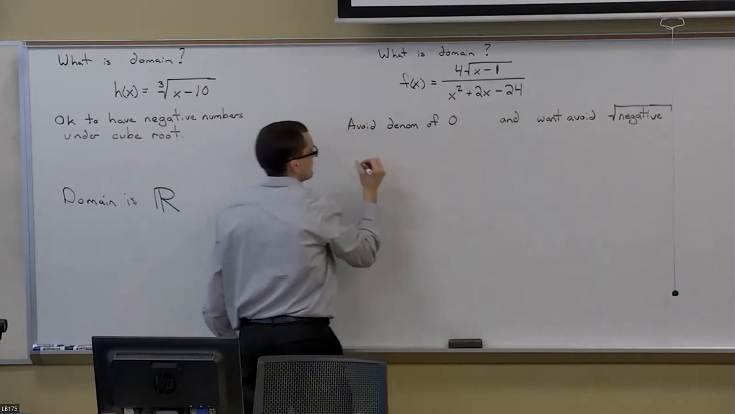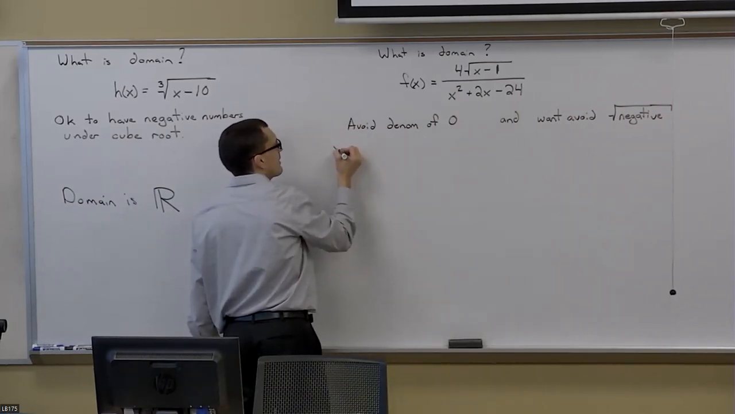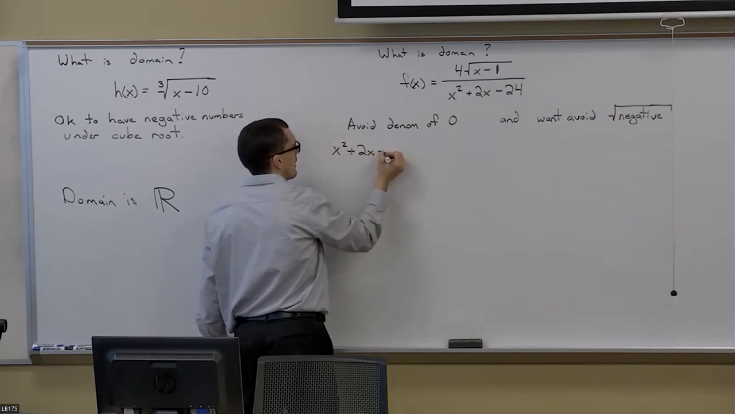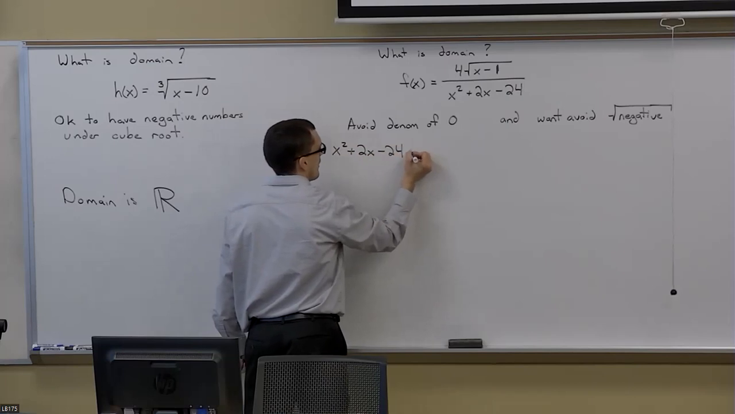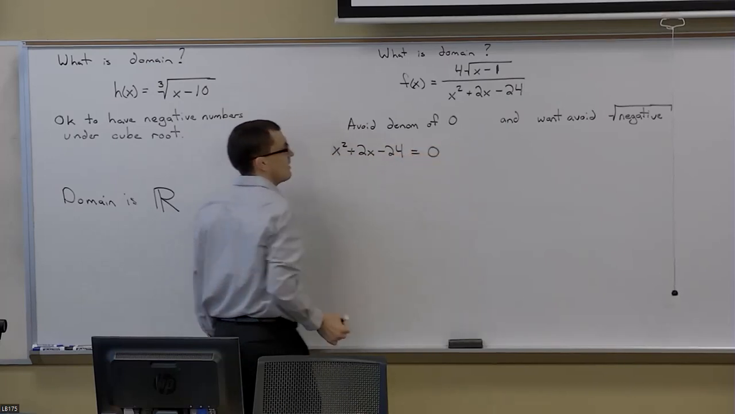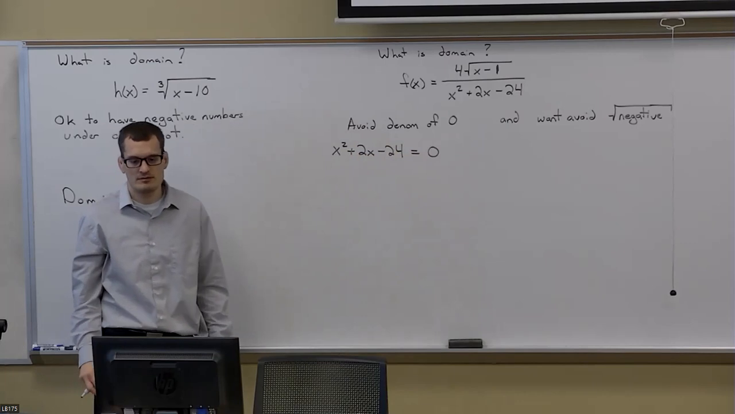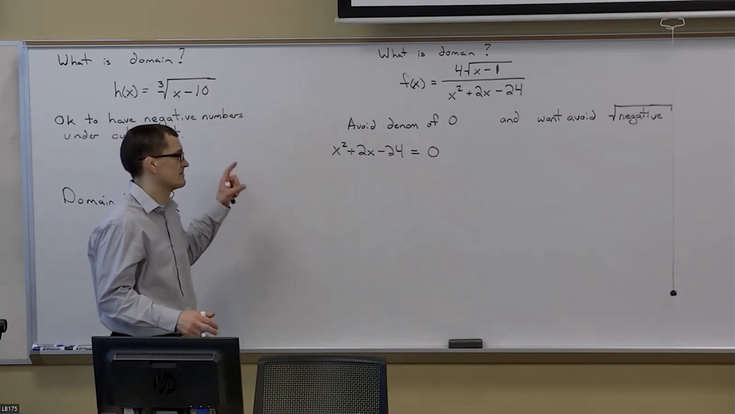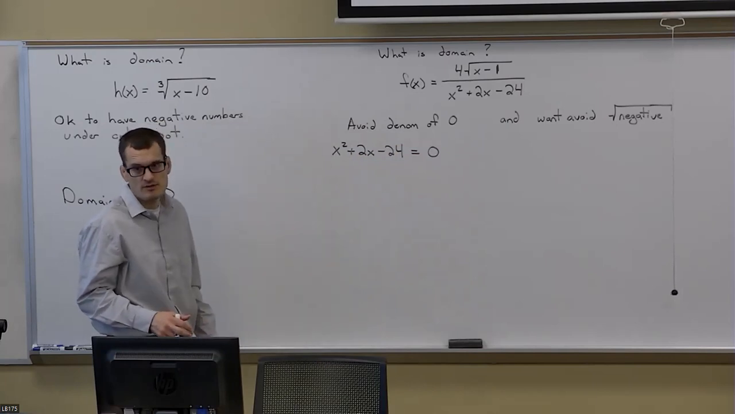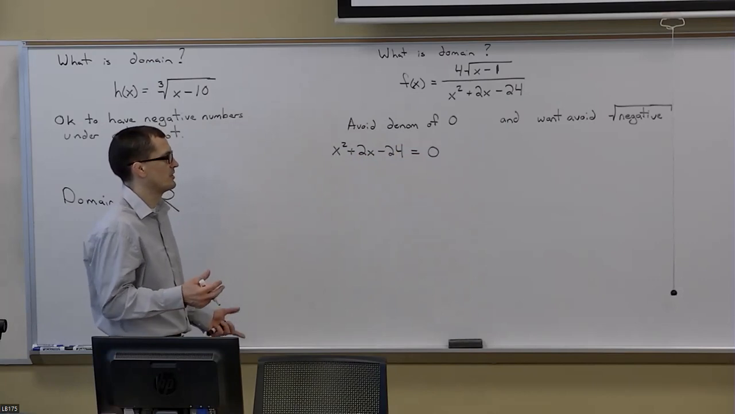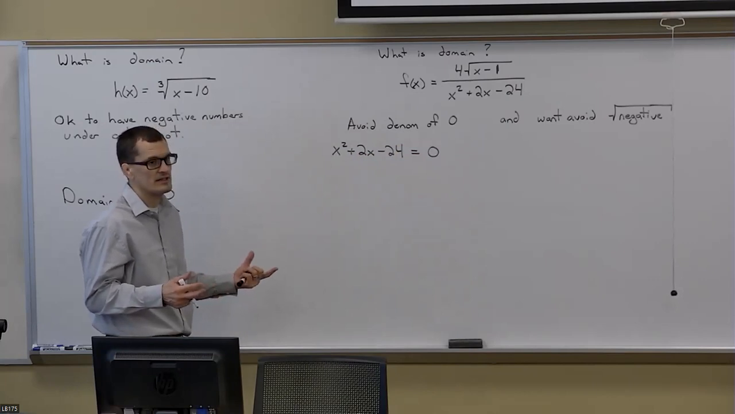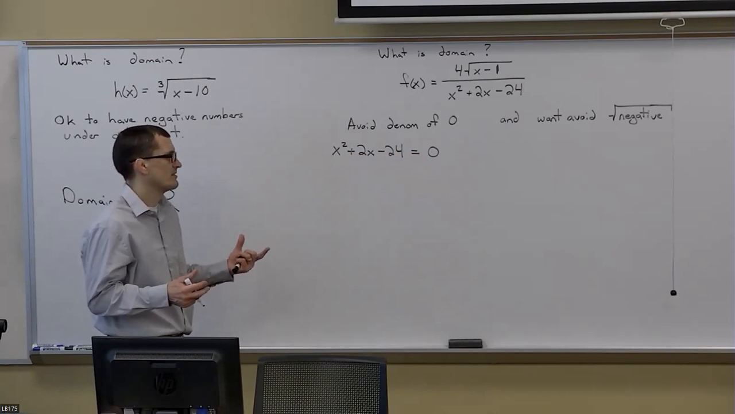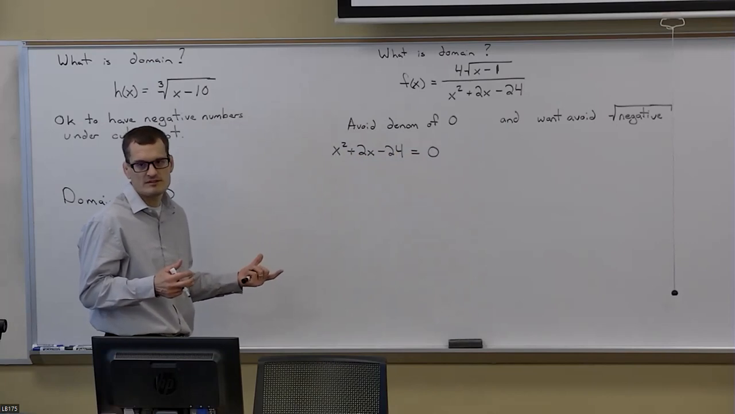X squared plus 2x minus 24 is my denominator. I want to avoid when that is 0. Later on, we'll look at how to solve this in general. But for right now, if I give you a quadratic set equal to 0, I'll give you one that can be factored. Does that make sense?